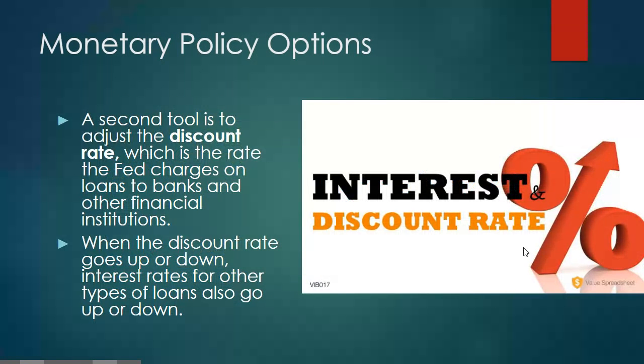The second tool to adjust is the discount rate, which is the rate the Fed charges on loans to banks and other financial institutions. When the discount rate goes up or down, interest rates for those types of loans go up or down. Right now, it might be at like 1%, the cost it costs a bank to borrow money from the Fed. For a while during the pandemic and during the recession, it was zero.